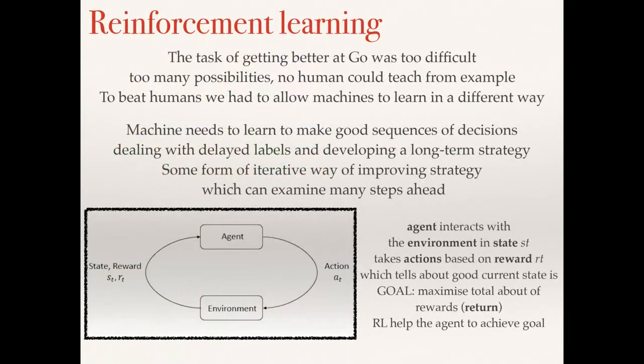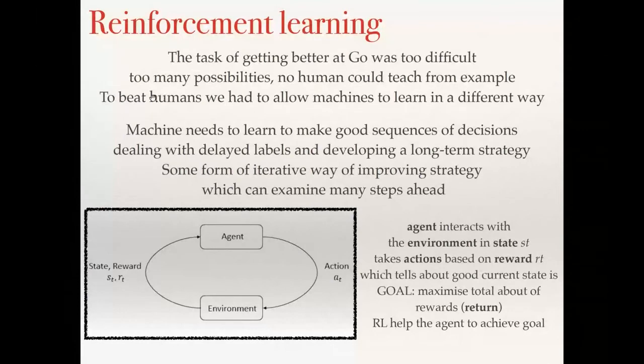The task of getting better at Go was too difficult because there were too many possibilities. And no human could teach from example just because they didn't have enough. Humans weren't able to build data sets that were large enough to mine. So to beat humans, we had to allow machines to learn in a different way. Not from us, not from our example, but guided by a different principle than just trying to reproduce a data set to the best extent we can. It's just because we don't have that data set.